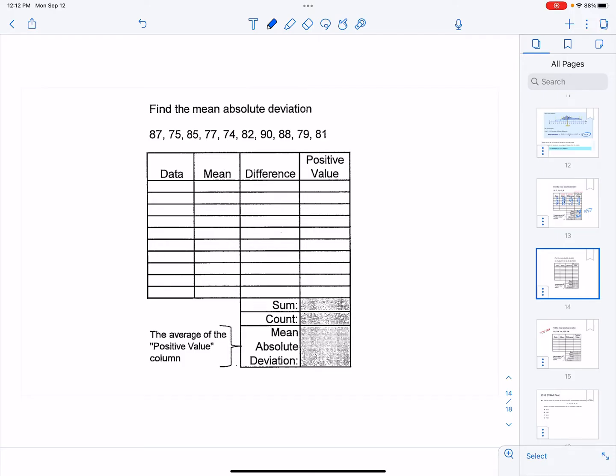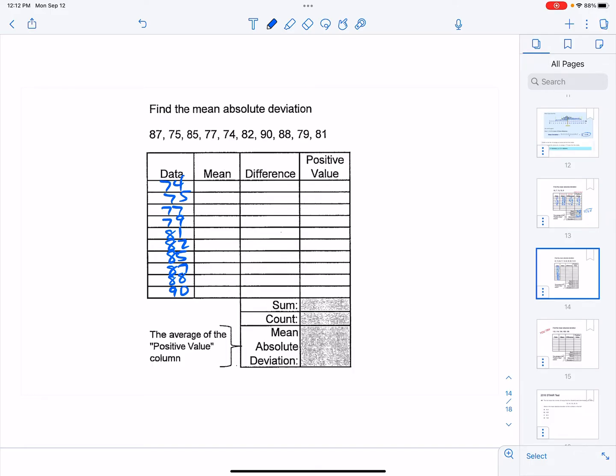So the first thing I like to do when I'm doing this is put my data in order. In this particular one, when we look at the data right there, we would have 74, 75, 77, 79, 81, 82, 85, 87, 88, and 90. Now, I'm not doing this. I've already pre-done this, so we can move through this rather quickly.